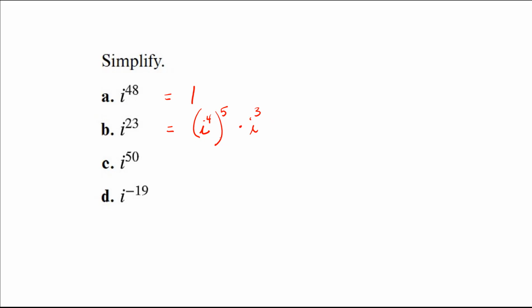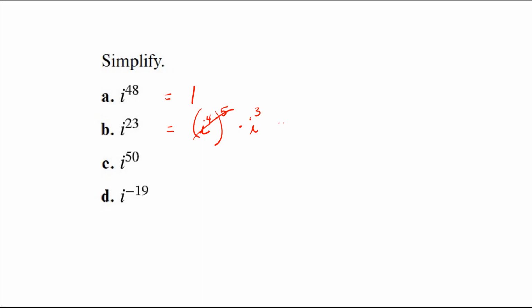So I've got i to the fourth, i to the fourth, i to the fourth, i to the fourth, i to the fourth, which is just 1. And then I'll have another i to the third. So I hope that made sense. i to the fourth to the fifth is i to the 20th, right? And then you've got i to the third. So that's i to the 23rd. So that means, since we figured out how many i to the fourths there are, this is all 1.